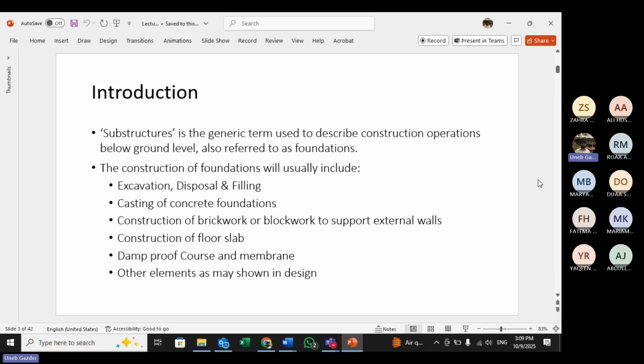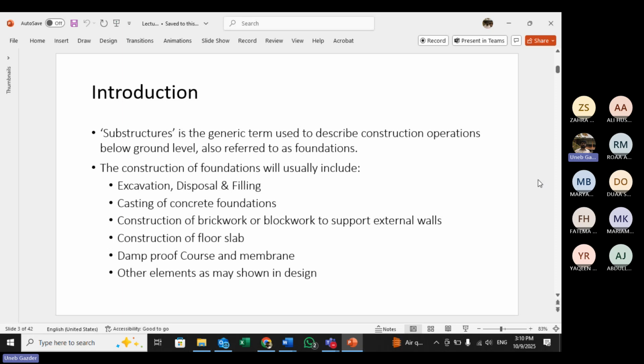For example, excavation, disposal, and filling. We excavate, we dig, and then you have to dispose of that material. And as I mentioned in one of my earlier lectures, once you are done with your construction work, you cannot just leave the excavated land as it is. You need to fill it and make it solid. So filling is another activity involved here.